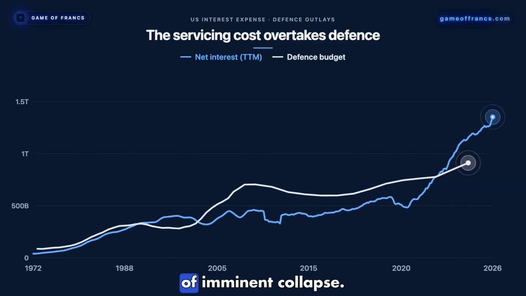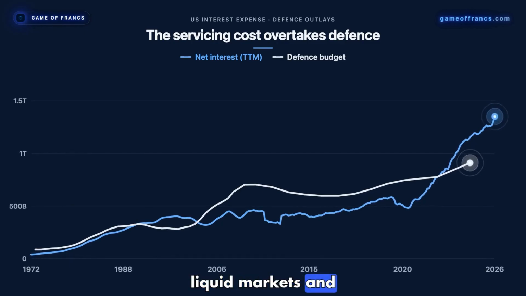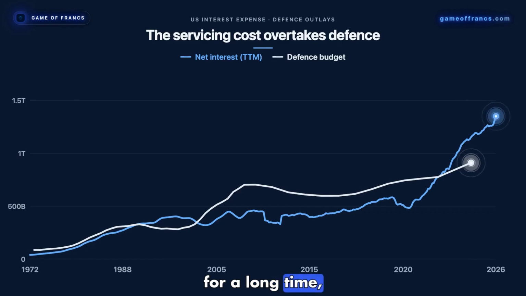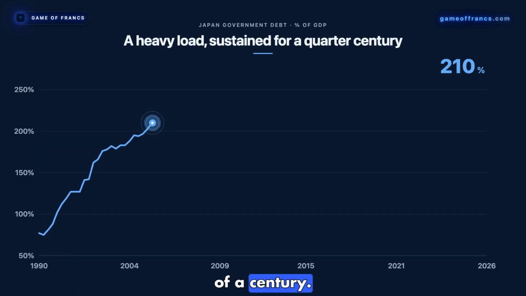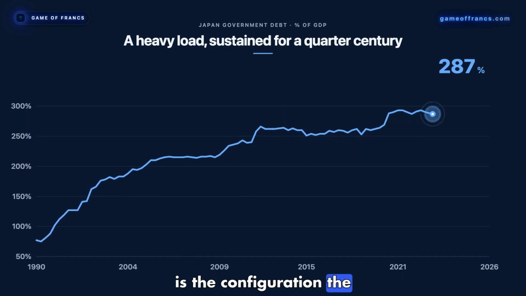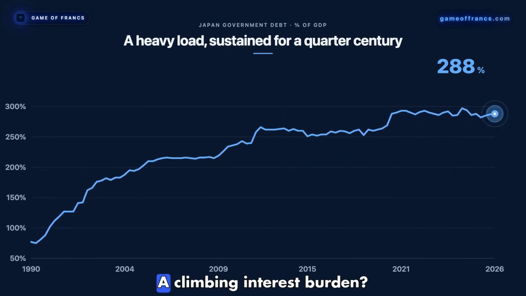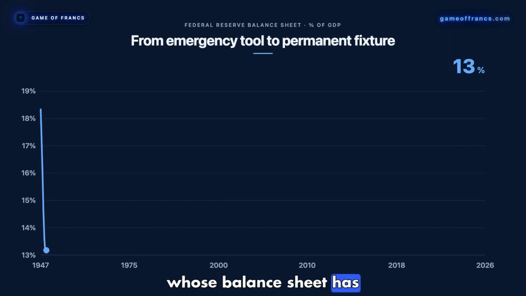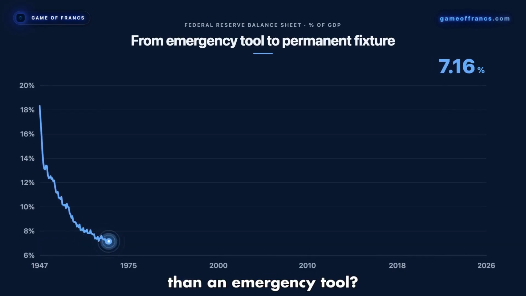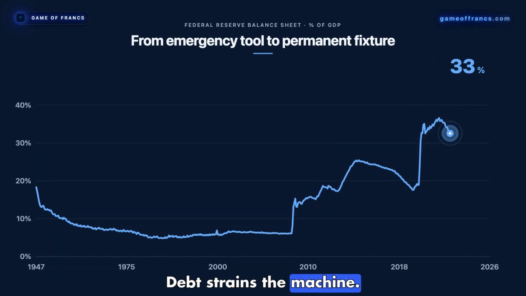This is not a prediction of imminent collapse. Deep, liquid markets and a captive base of buyers can sustain a heavy debt load for a long time, as Japan has shown for a quarter of a century. But it is the configuration the framework tells us to watch. Rising debt, a climbing interest burden, and a central bank whose balance sheet has become a permanent fixture rather than an emergency tool. Debt strains the machine.